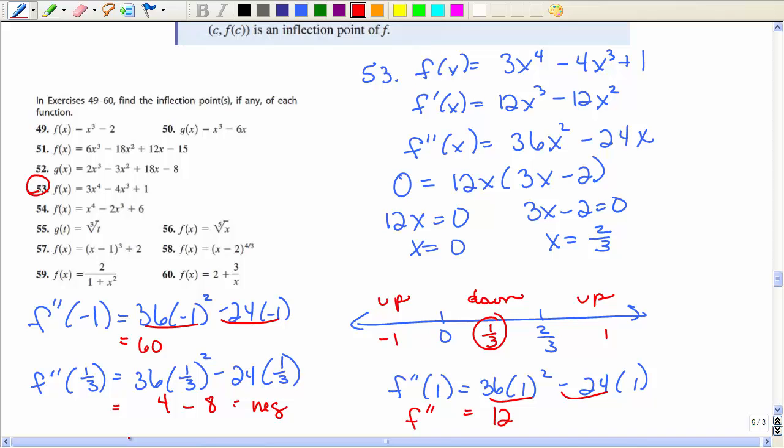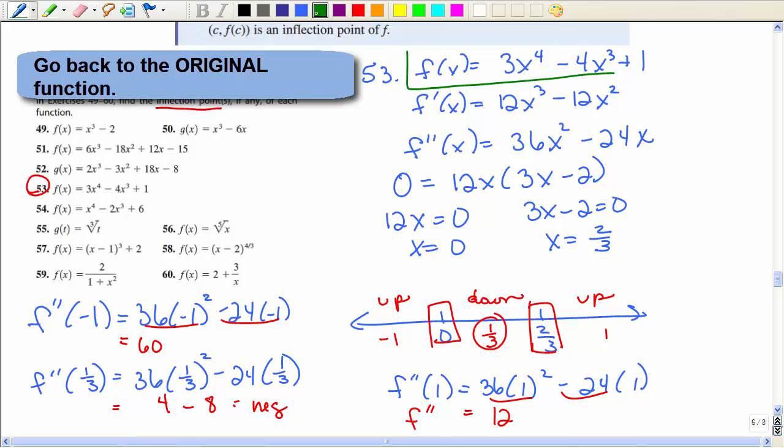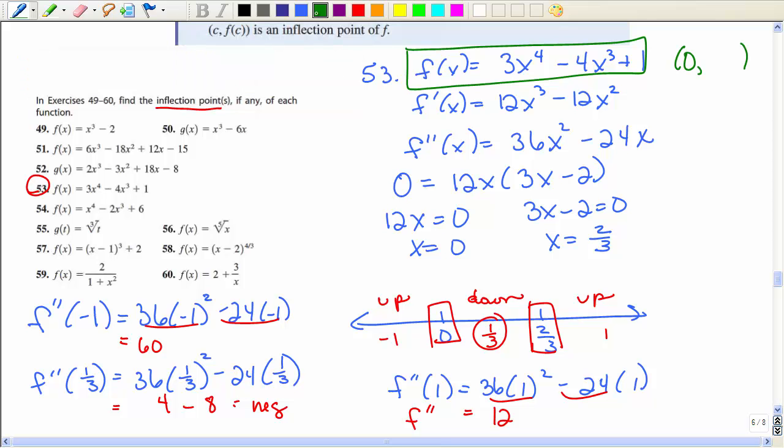So we know it's concave up, and then down, and then up, and an inflection point is where concavity changed. And so I know x is 0 and x is 2/3 would be part of my inflection points. But you have to go back to the original function to figure out what that y value is, right? So when x is 0, what is y? And when x is 2/3, what is y?